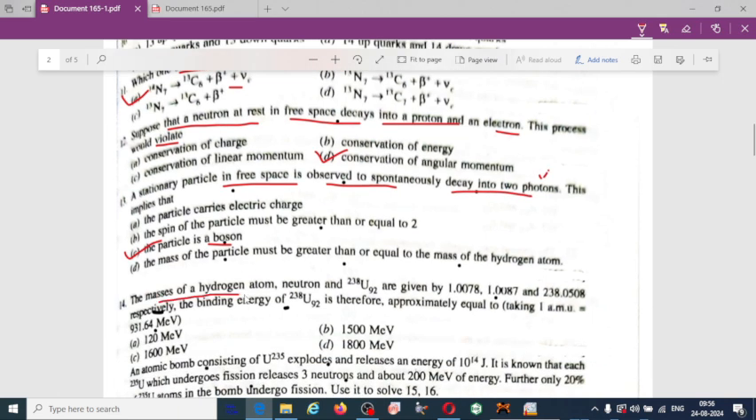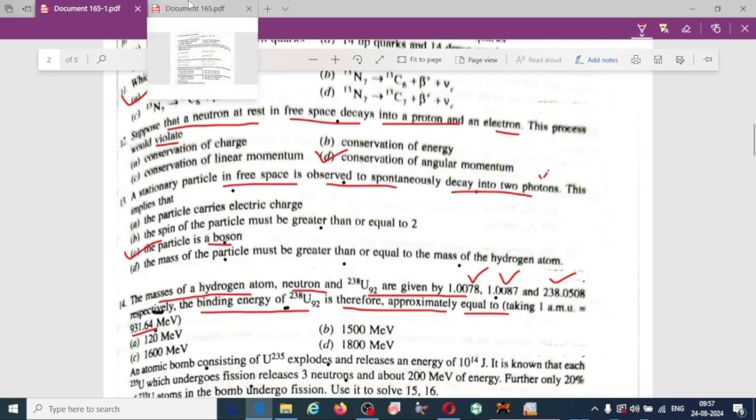The masses of a hydrogen atom, neutrino and uranium-238 are given here. These are the masses of these 3 respectively. The binding energy of uranium-238 is therefore approximately equal to 1 atomic mass unit. They have given how much here? 931.64. So given data, with the help of that you can solve here.